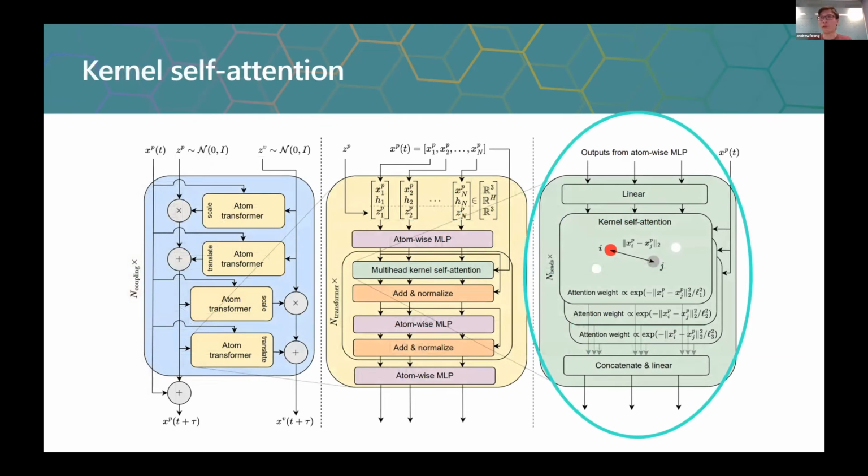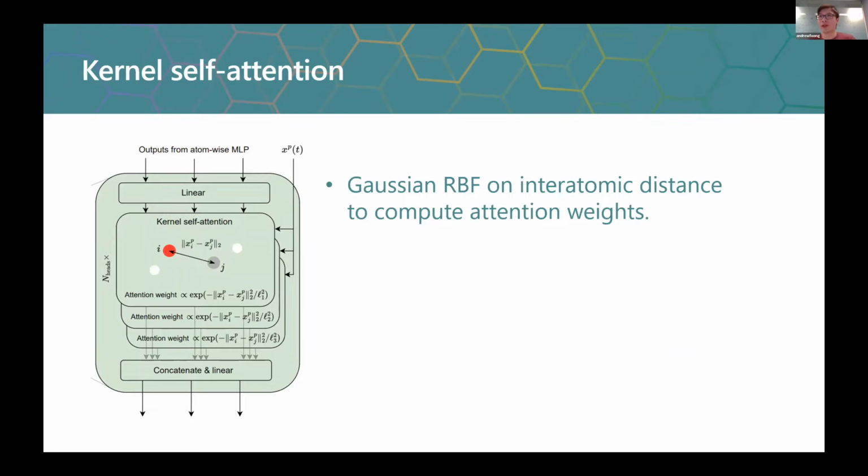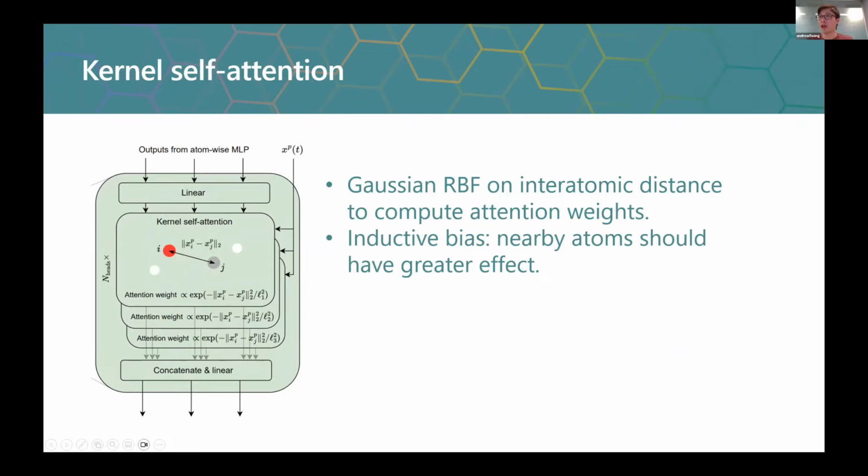Okay, so now let's explain what this kernel self-attention is. Basically, all we're doing is putting a Gaussian RBF on the inter-atomic distances to compute the attention weights. So the inductive bias that we want to incorporate here is that nearby atoms should have a greater effect than faraway atoms. So let's say you have an atom I and an atom J. You take the position of atom I, you subtract the position of atom J, you take the 2-norm, and then you exponentiate it with a minus sign. And then that gives you how much attention I pays to J.